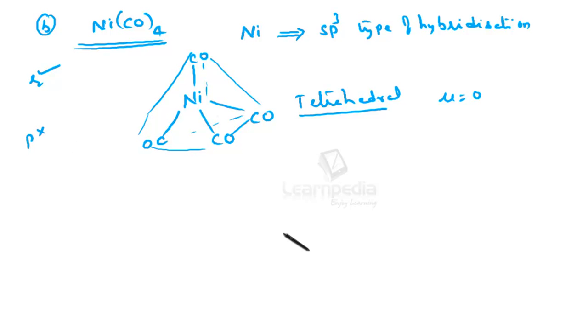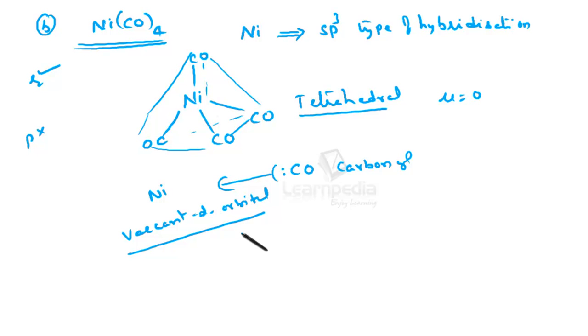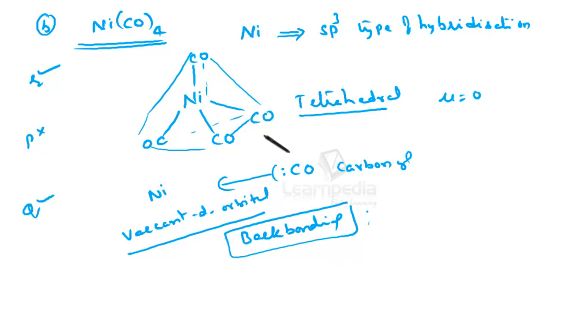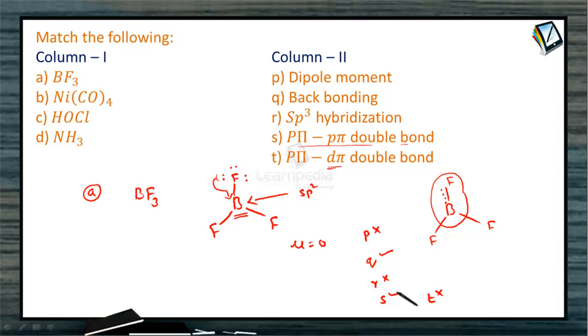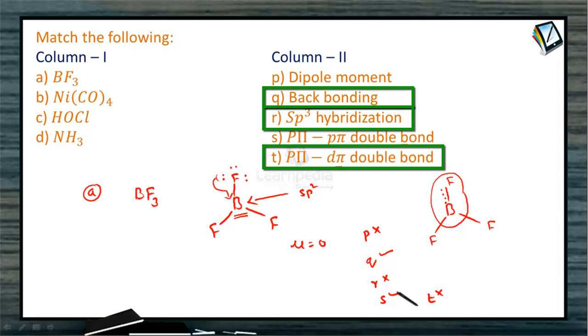Then what about the back bonding? In nickel tetracarbonyl, the lone pair of the carbonyl group is pushed into the vacant d orbital of the nickel atom, and thereby results in what is called back bonding. Thus Q is correct. Also this back bond is formed between the p orbital of the carbon and the d orbital of the central atom. So a p pi d pi double bond will be formed. So T is also right. Thus for B we have R, Q, T as the options.